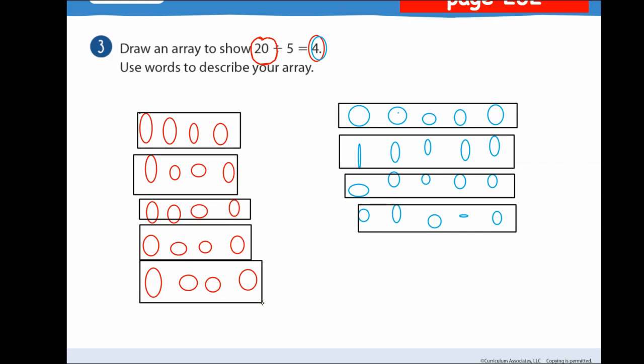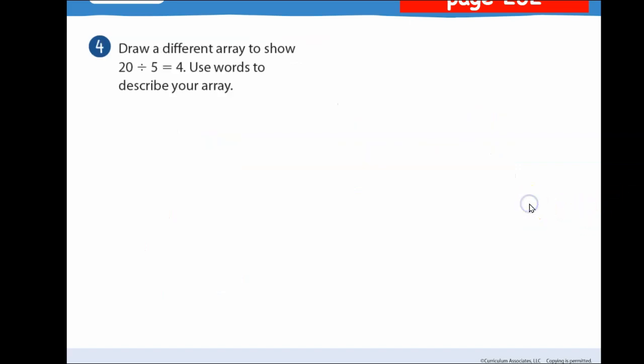Okay. Are they both correct? Yeah, both are correct. They both have 5s, right? This one has 5 rows, but this one has 5 in each row. Okay. They both have 20 altogether, correct? And they both have 4s. Perfect. Let's move on.